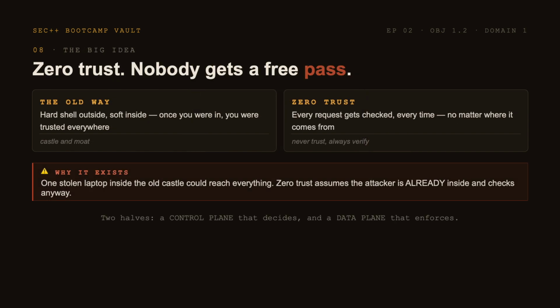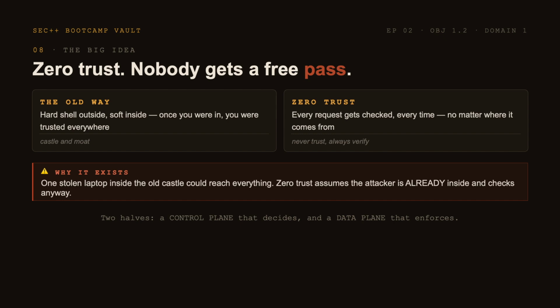Zero trust, the topic this exam version loves most. The old model was a castle with a moat, a hard shell on the outside, and once you got inside, you were trusted everywhere. The problem is obvious. One stolen laptop inside the castle can reach everything. Zero trust flips it. Never trust, always verify. Every request gets checked every time, no matter where it comes from.